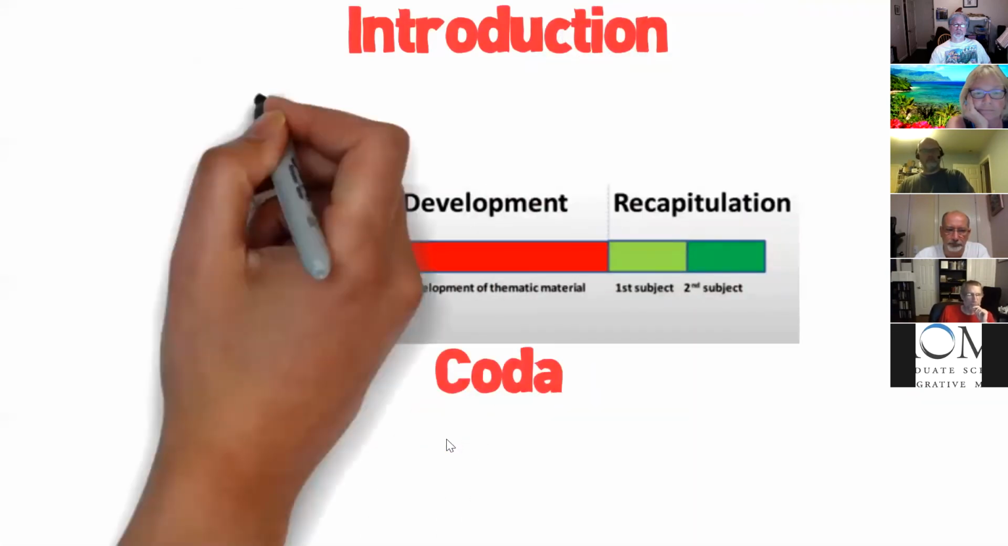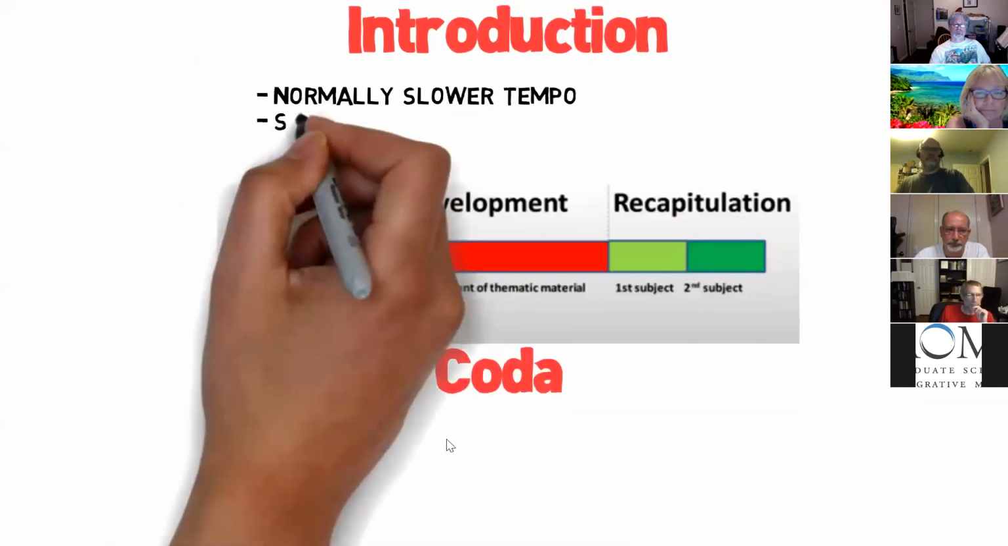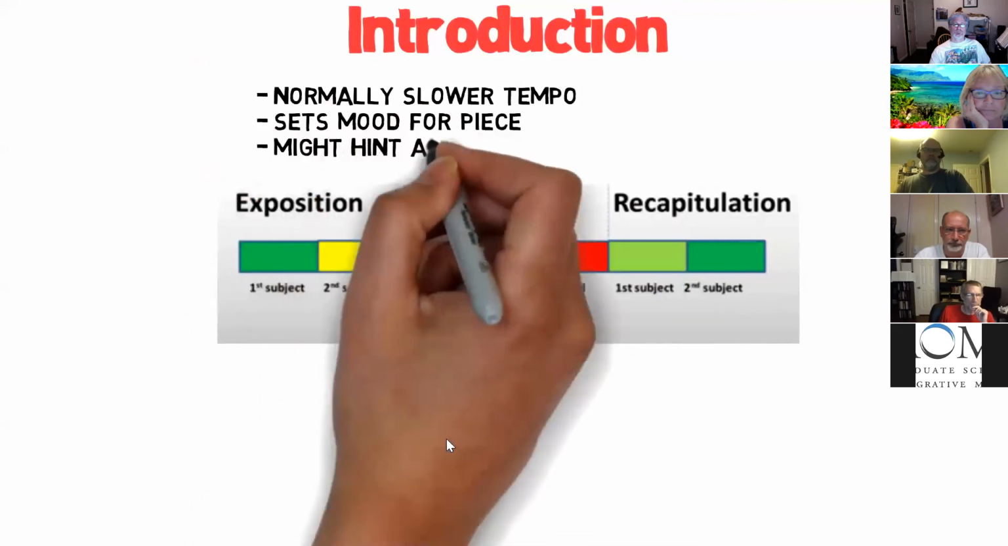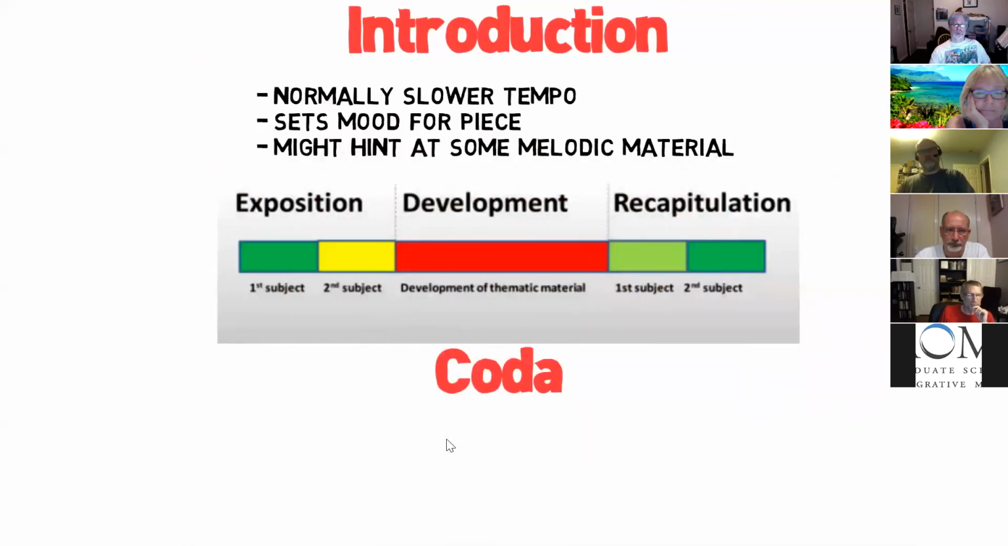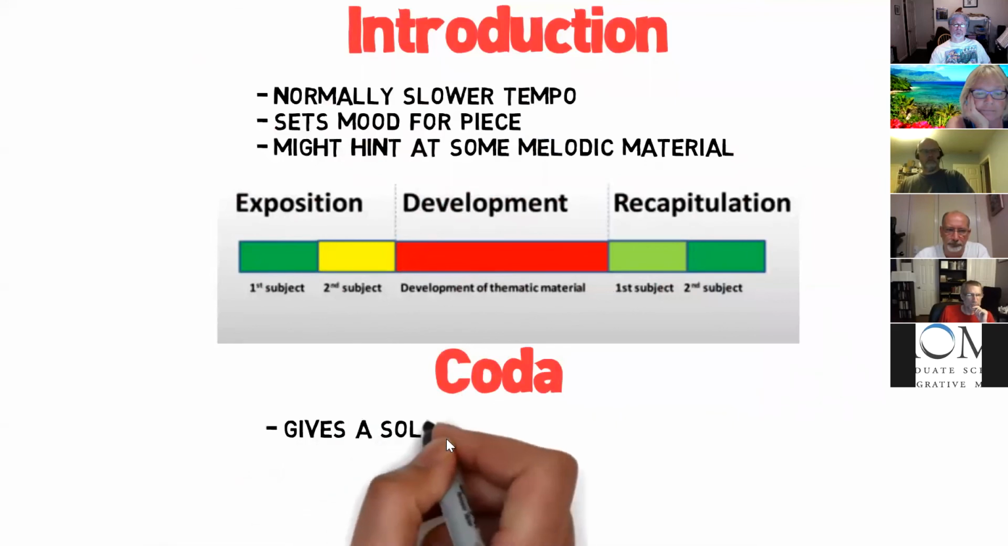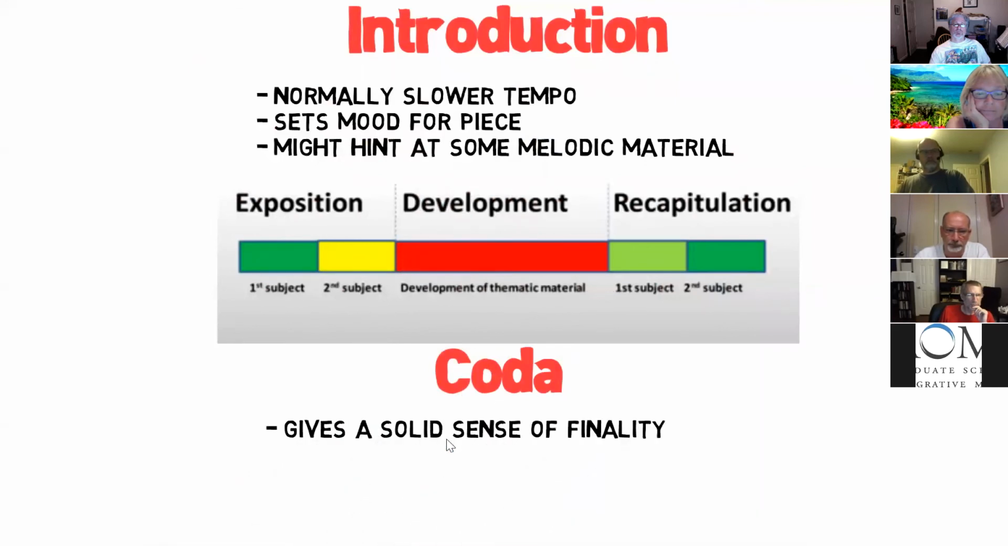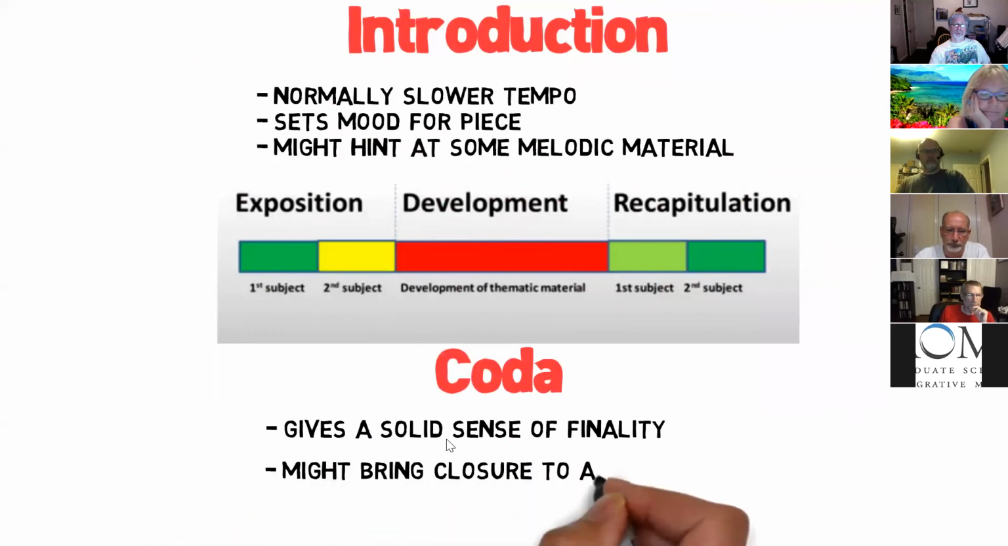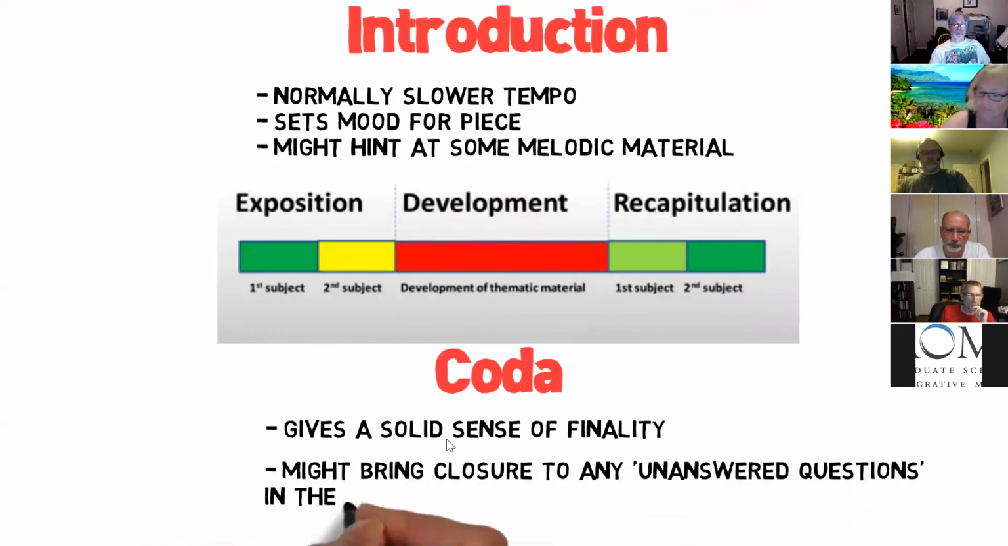The introduction is normally at a slower tempo, and its job is to set the mood for the piece, as well as perhaps hint at some of the melodic material. The coda gives a solid sense of finality to the piece, if the recapitulation hasn't already done so, and the coda might also bring closure to any unanswered questions we might still have about the music.